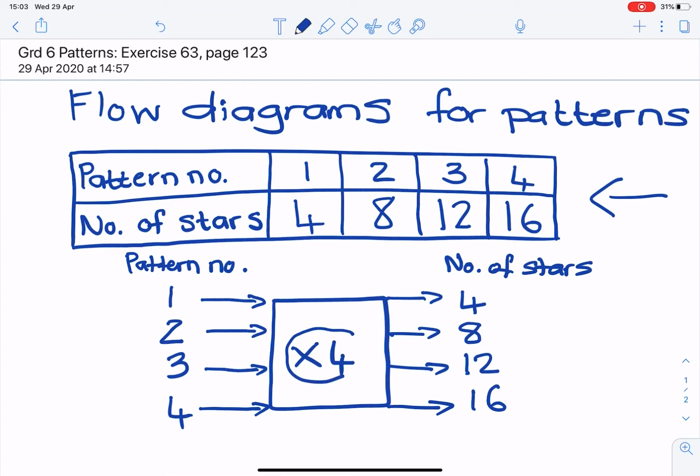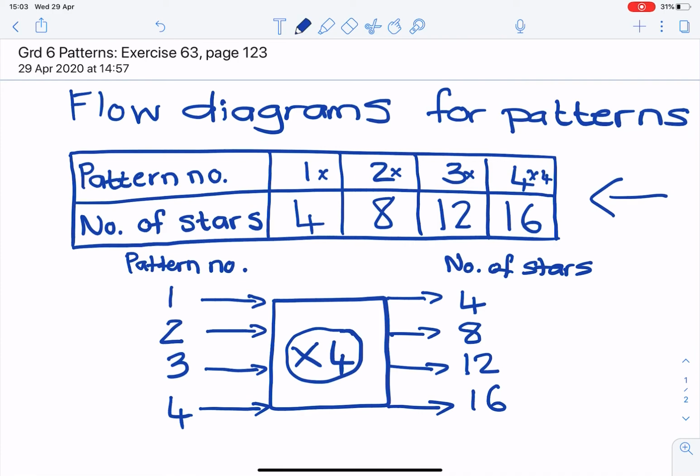And the reason I knew it was times by 4 was from here. 1 times by 4 is 4. 2 times by 4 is 8. 3 times by 4 is 12. And 4 times by 4 is 16.